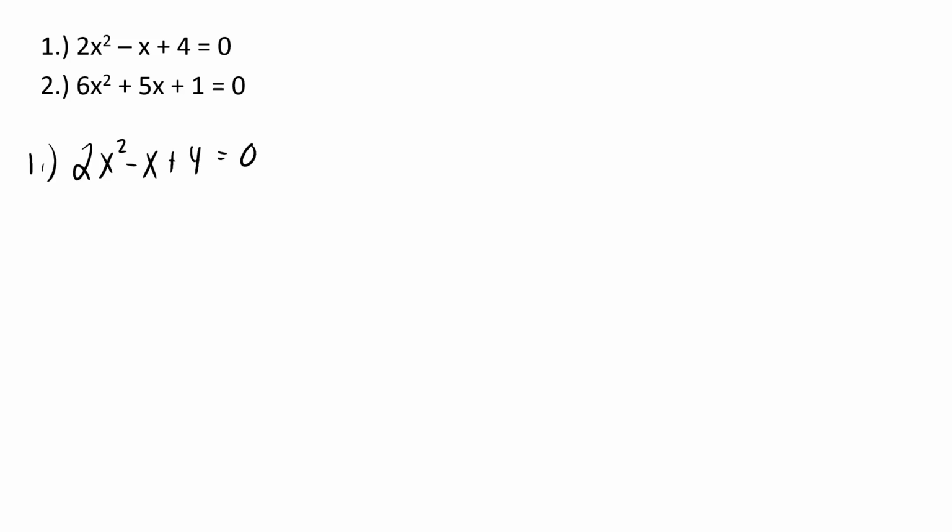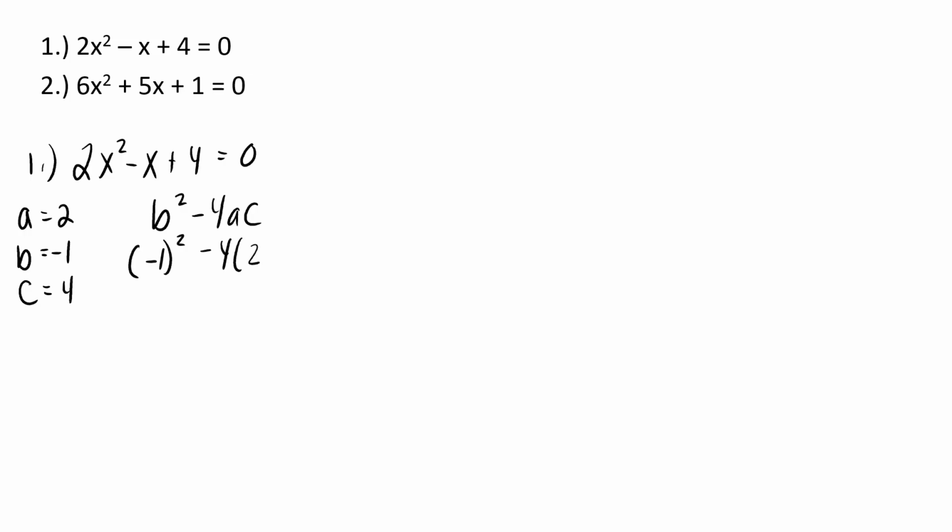So our first one, we have a equals 2, b equals -1, and c equals 4. And we're only looking at the discriminant, the b squared minus 4ac. We've got b squared, well, b is -1. So we're going to plug that in: -1 squared minus 4 times 2 times 4. -1 squared is -1 times -1, which is +1.